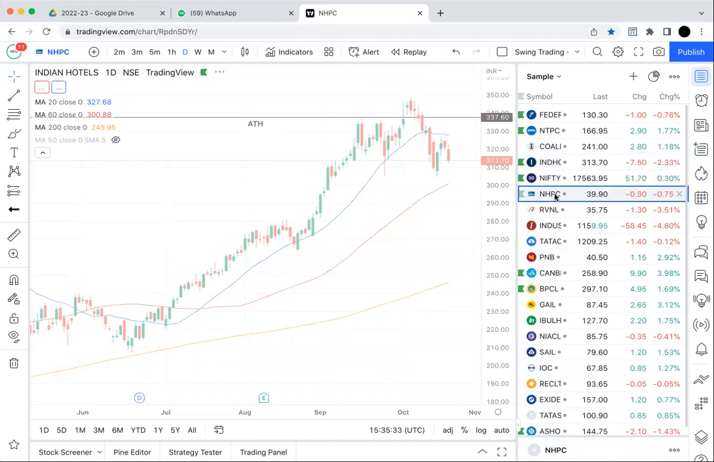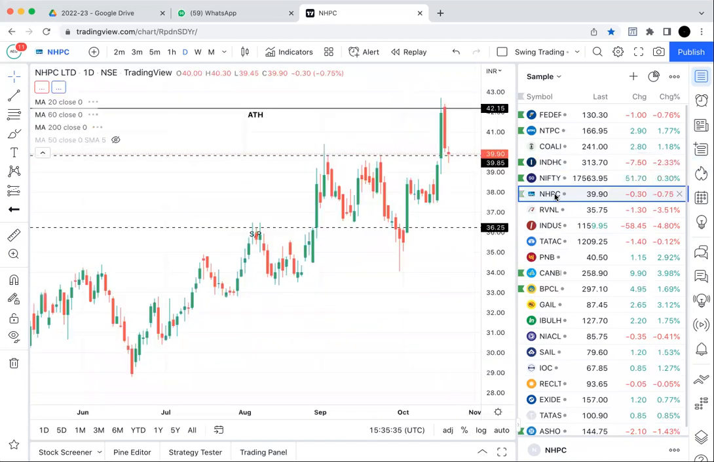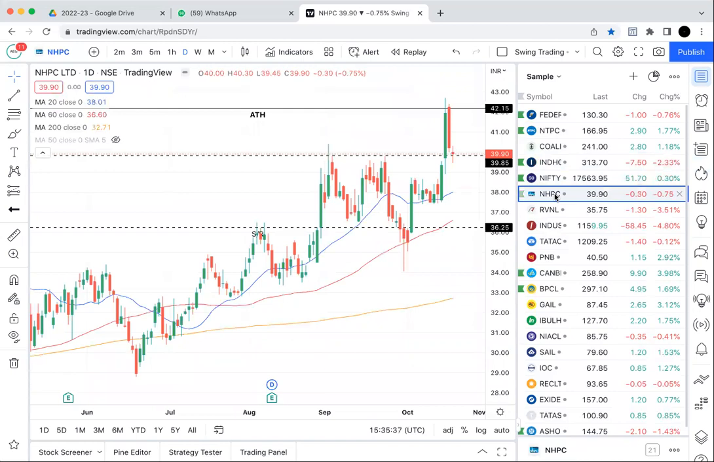NHPC is another one that I'm looking at. Let's see what NHPC looks like. All right, this one also, look at this. Stock price above the 20, above the 60, and the 60 above the 200. All right, so I'll move that up to the top also.